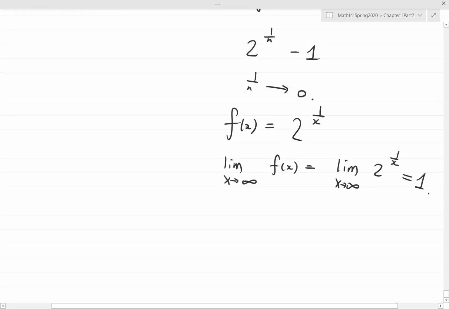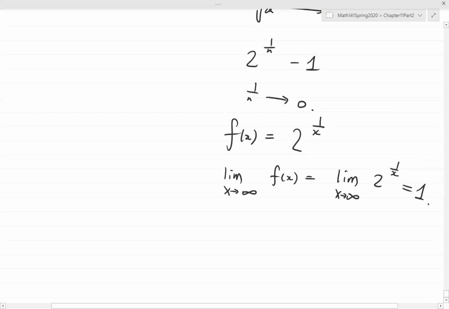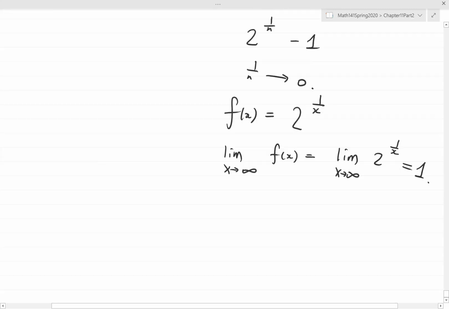Now what we do is the following. We will try to manipulate a little bit. So we find its derivative. Okay, so how big is this, 2 to the power 1 over x? How big can it be as x approaches infinity?